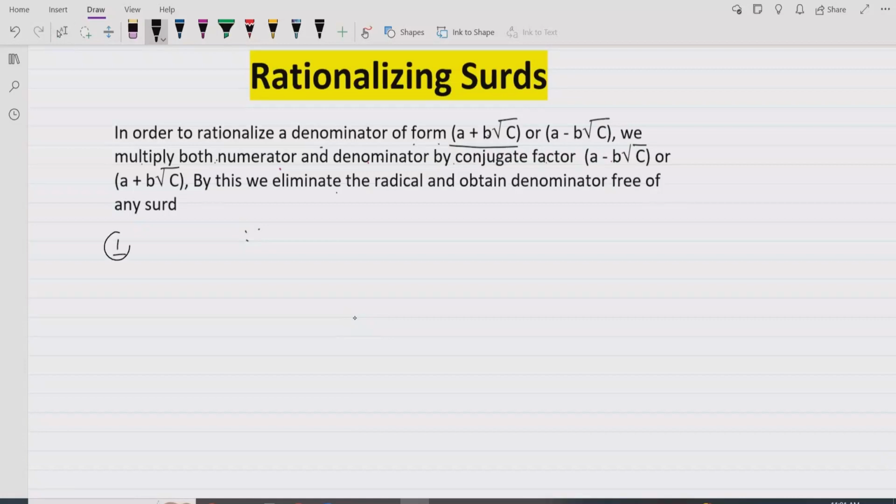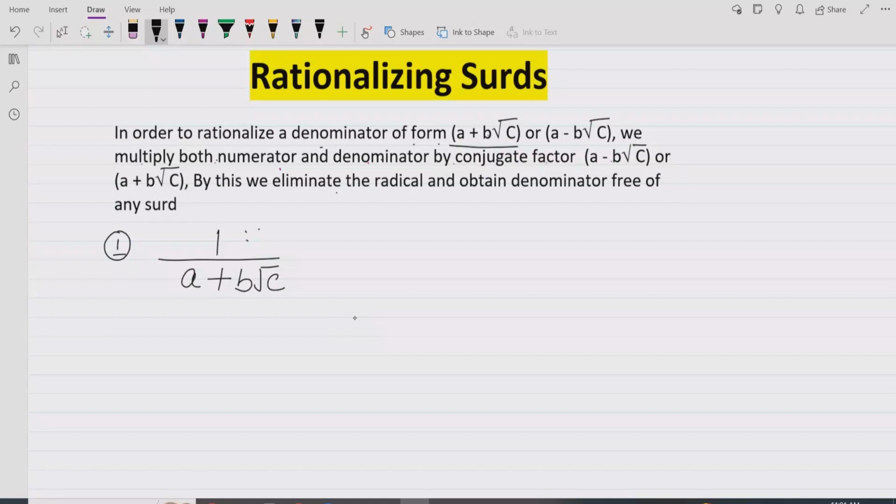For example, we have a question like this one: a plus b root c, right? This type of question we have. So how can we solve it? If we have the surd in the denominator, this is very simple. You can apply the rationalization method here for solving the denominator.